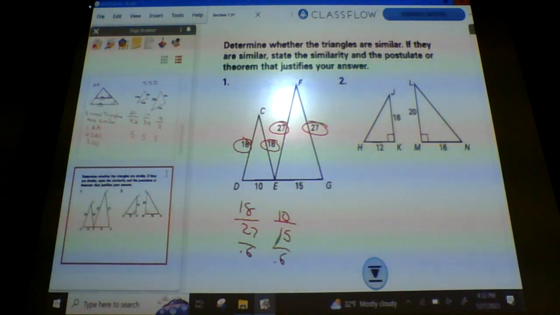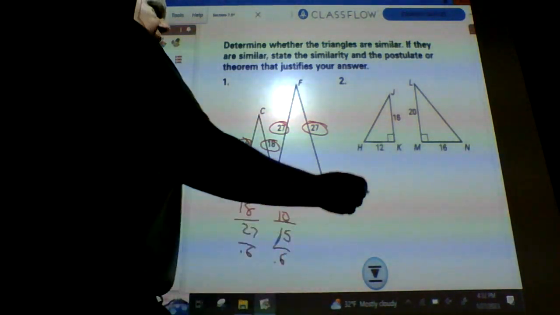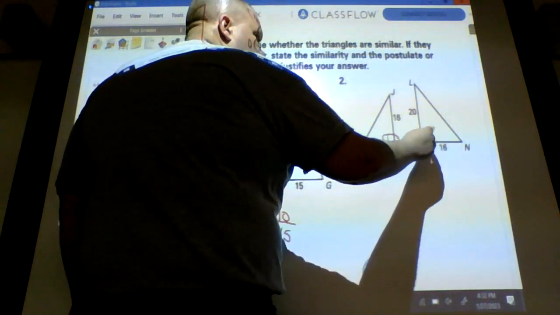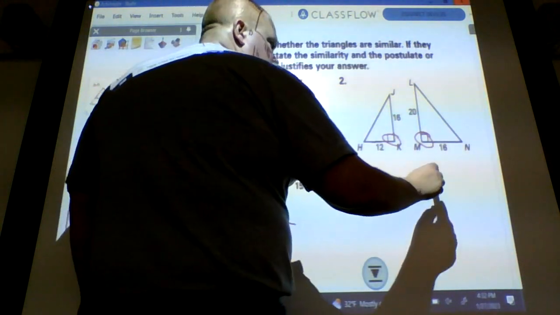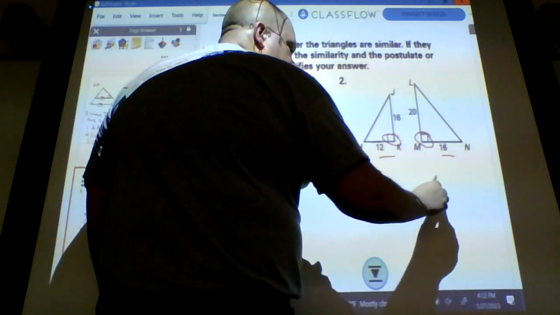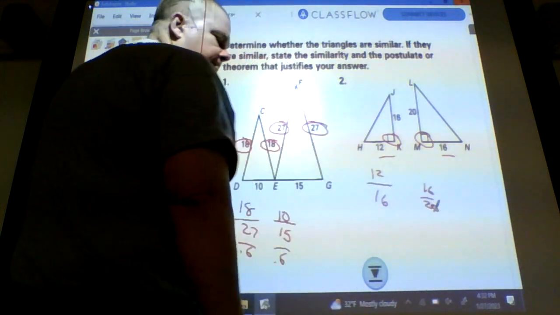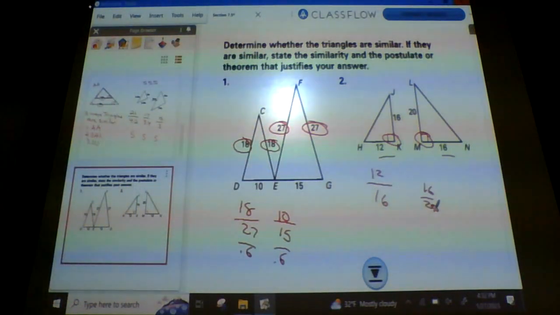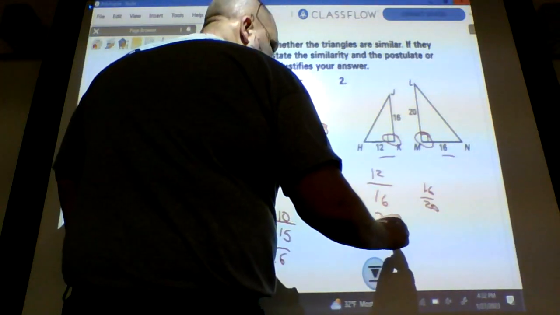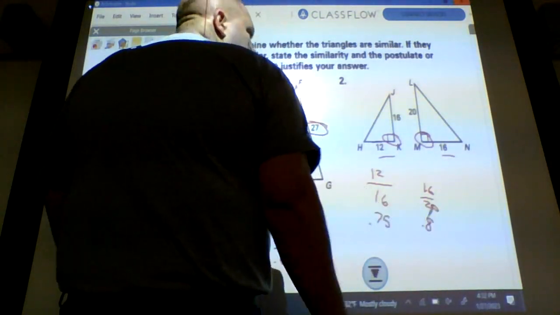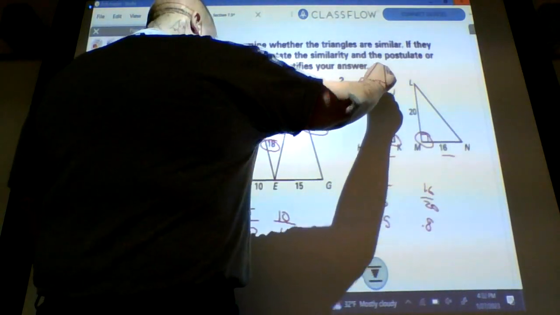And then lastly, on number 2, we have the angles here at K and M that are congruent. So what we're going to check is our two side lengths. I've got a 12 and a 16 here and here, and then 16 and 20. Okay, so now what we've got to do is check our ratios for those two. Make sure those ratios are the same. So it's going to be 0.75 and 0.8. So these two are not similar.